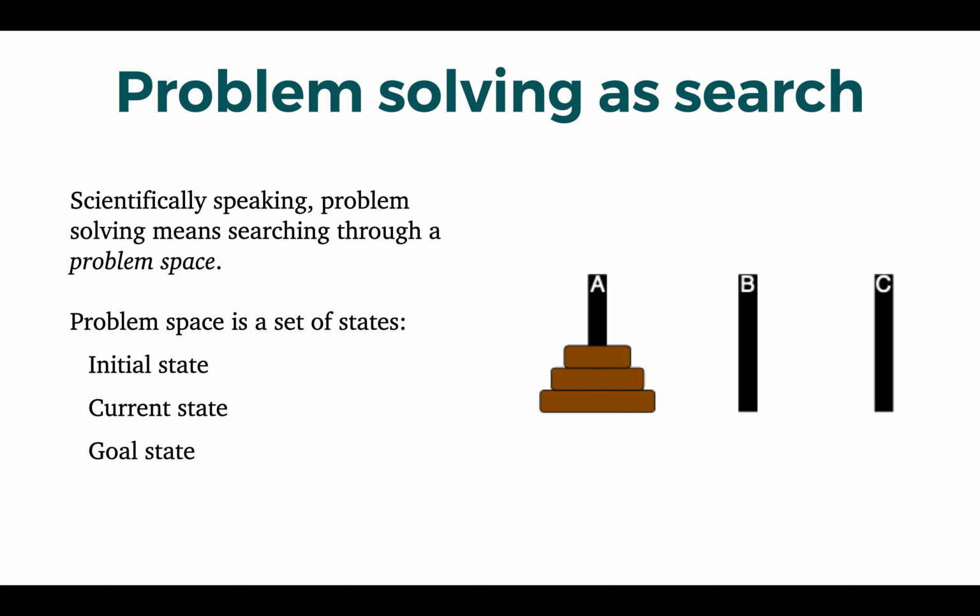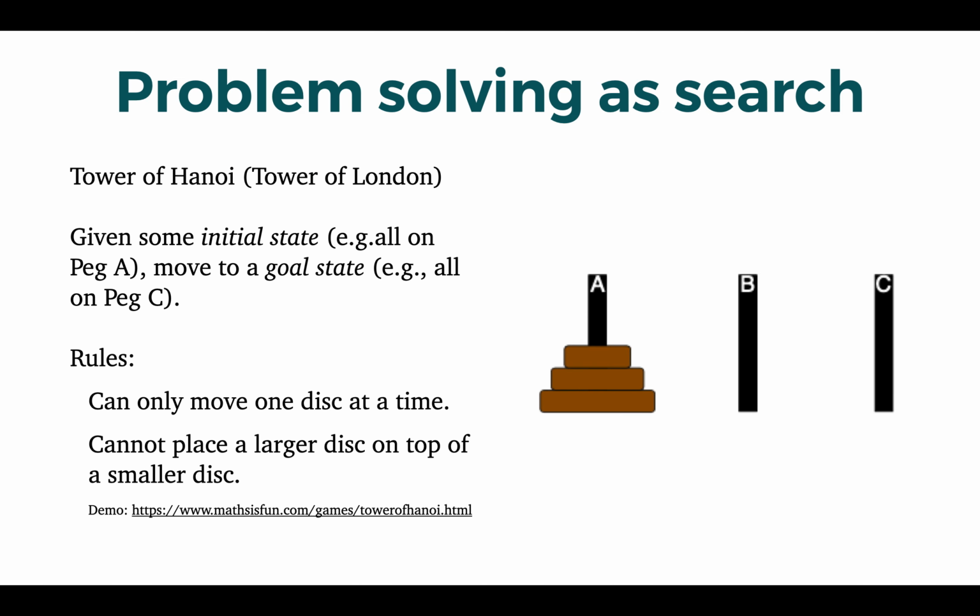Okay, so a pretty famous problem that we talk about when we talk about problem solving is the Tower of Hanoi. It's otherwise known as the Tower of London. So we think about this, given some initial state, and in this case, all the pegs are here. We want a goal state. I want you to move all these pegs over here. But there are rules to this task. You can only move one disc at a time, so you can't just pick all three up and move them over here. And you can't put a larger disc on top of a smaller disc.